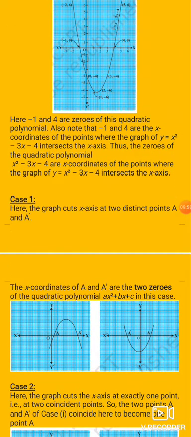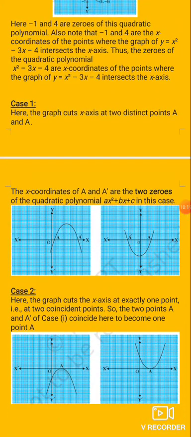Here the graph cuts the x-axis at 2 distinct points A and A dash. The x coordinates of A and A dash are the two zeros of the quadratic polynomial, in the standard form ax square plus bx plus c. Now the second case: here the graph cuts the x-axis at exactly one point, that is, at two coincident points.